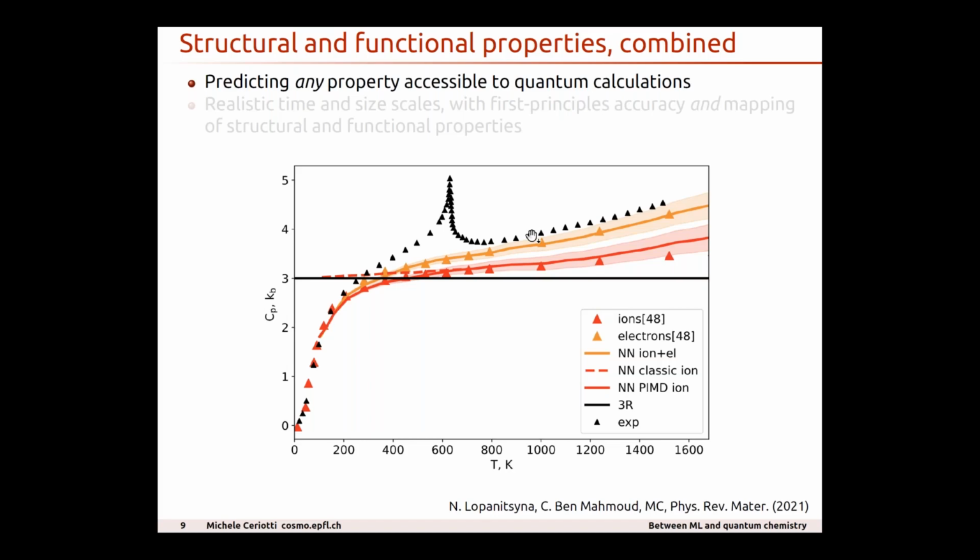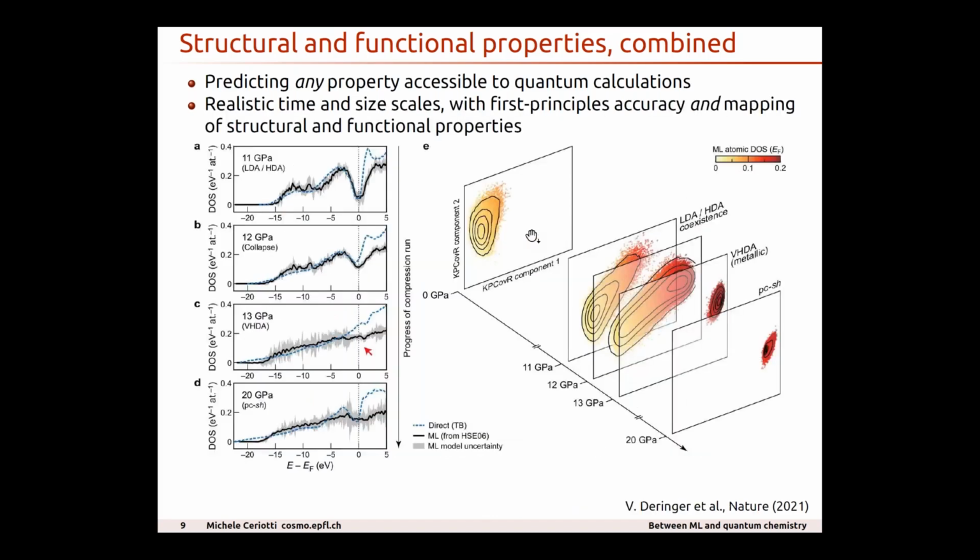And finally, this is a very nice collaboration with Volker Deringer and his group. And this is a study of silicon at high pressure. And this is just to show you how, by combining machine learning potentials and the model of functional properties, here specifically the electron density of states, you can study systems with hundreds of thousands of atoms for tens of picoseconds in a way that is completely affordable, without having to burn your supercomputing budget for the next 10 years.